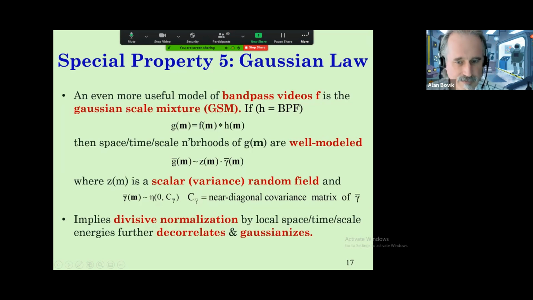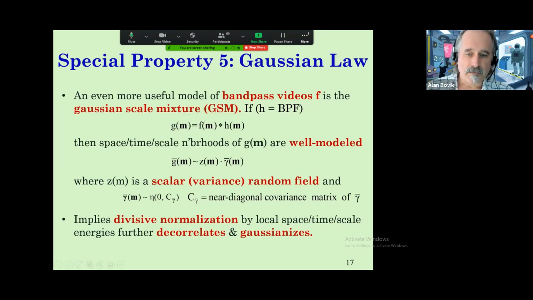Gaussian white noise? Well, the implication here is that if I extract the scalar variance field, and our vision system does this, as I will soon describe, what you have left is Gaussian white noise. It's an amazing property of videos. And by the way, nobody really understands it yet. Okay, I'll talk more about it.